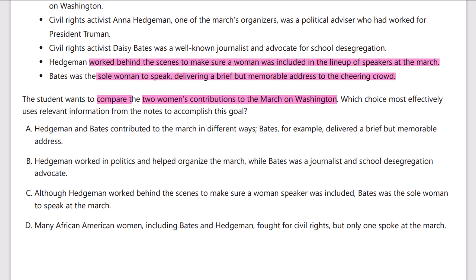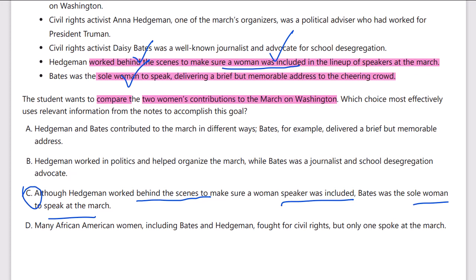Although Hedgeman worked behind the scenes, that's what she did, to make sure a woman speaker was included, right? Bates was the sole woman to speak at the march. That's what it says. C is your answer. Let's check why A, B, and D are wrong.